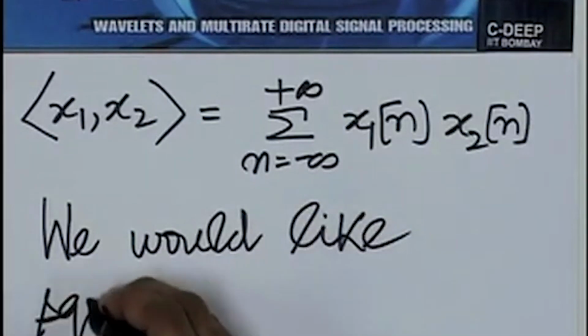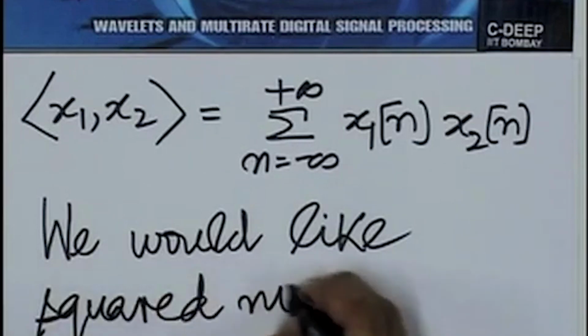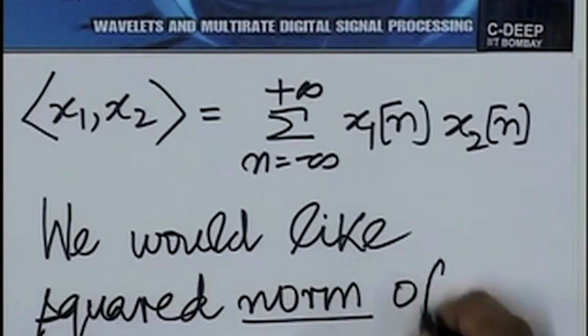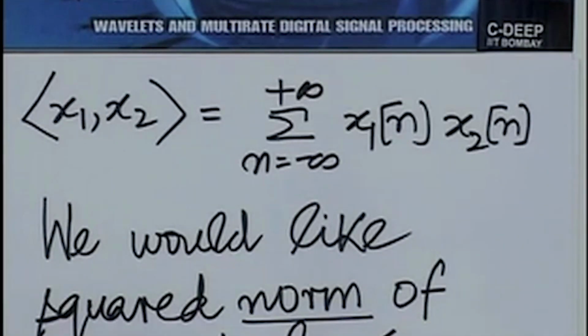So, we say that we would like the squared norm of x to be the dot product of x with x, as is the case with vectors. So, if you recall, a dot a, where a is a vector in 2 or 3 dimensions for that matter, is the magnitude squared of a. The same should hold good here. When we take the dot product of a sequence with itself, it should give us the squared norm of that sequence, where norm is a more general word for the magnitude.